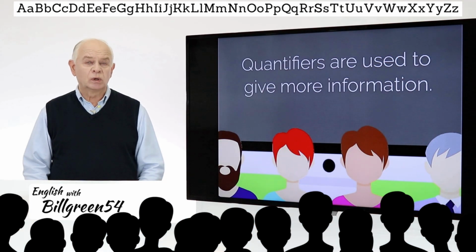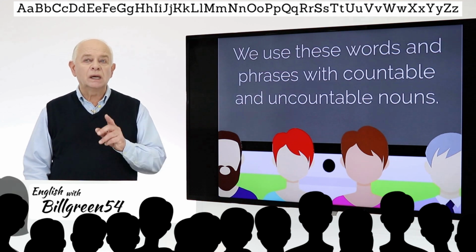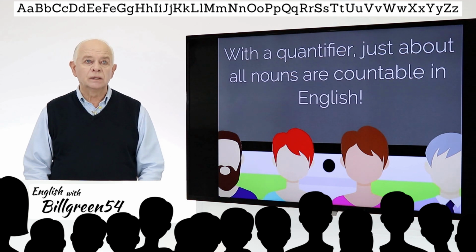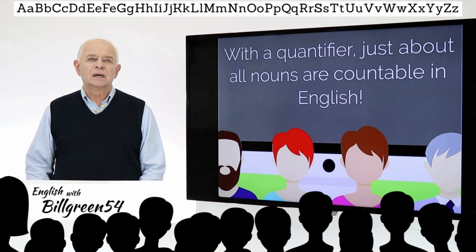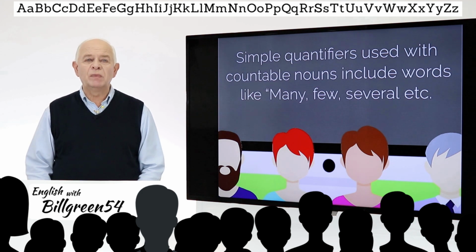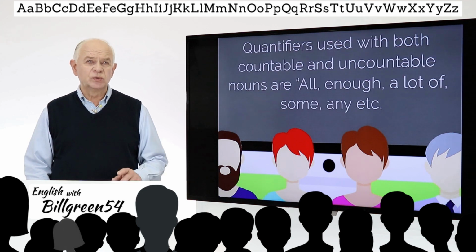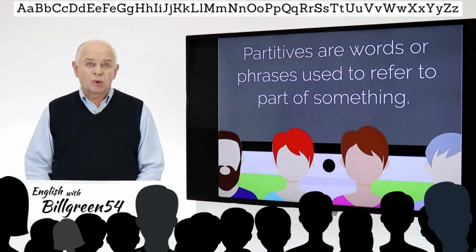Quantifiers are used to give more information. We use these words and phrases with countable and uncountable nouns. With a quantifier, just about all nouns in English are countable. Simple quantifiers used with countable nouns include many, few, several, etc. Quantifiers used with both countable and uncountable are all, enough, a lot of, some, any, and more.